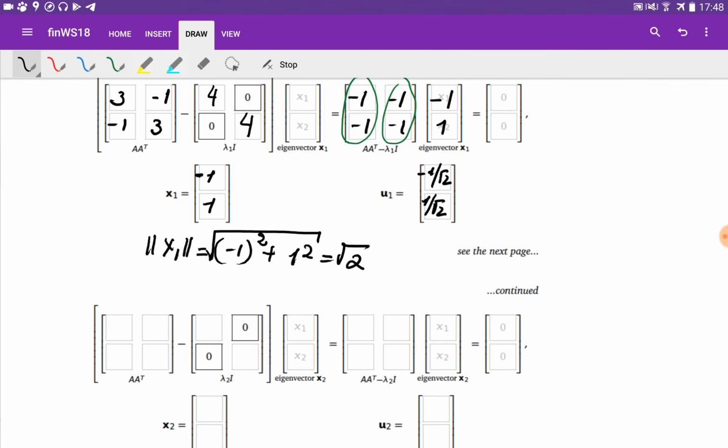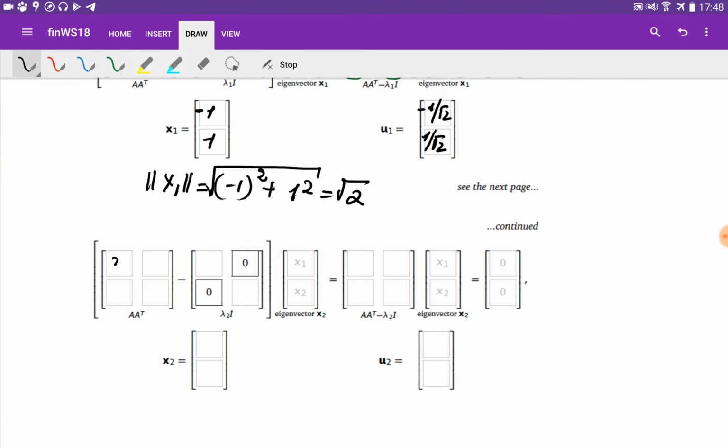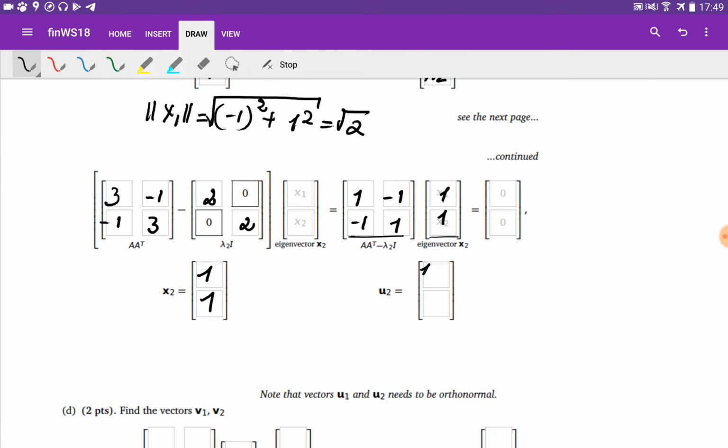So we are going to find the second eigenvector in the same way. It's going to be 3, minus 1, minus 1, and 3. The second eigenvalue is equal to 2. Please note that this is 2, not the square root of 2, because square root of 2 is a singular value. If you subtract this, it is going to be 1, minus 1, minus 1, and 1. And the vector which makes the multiplication of this matrix with this vector equal to 0 and 0 is 1 and 1. Simply, if you add these two columns, it is going to give us the 0 column. So the second eigenvector is 1 and 1. If we normalize this, it's going to be 1 over square root of 2, 1 over square root of 2.